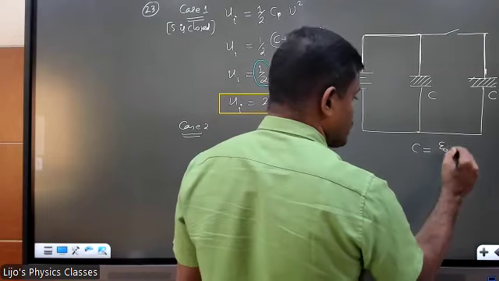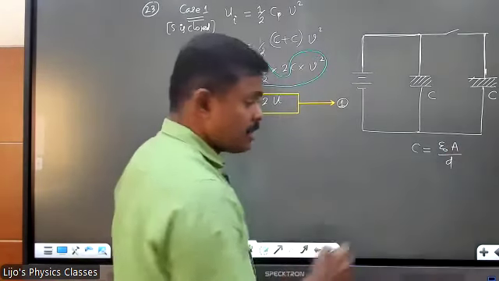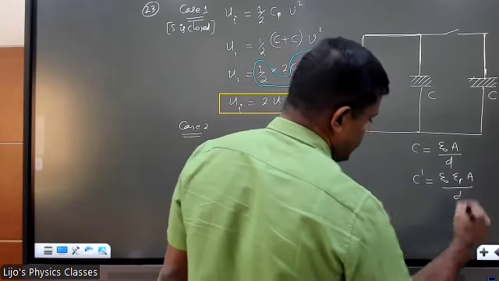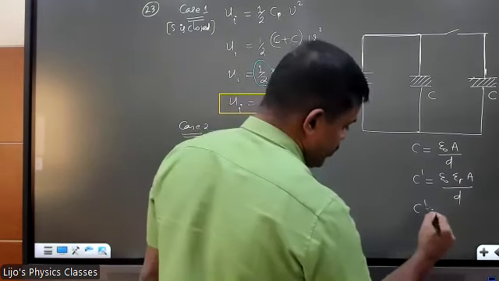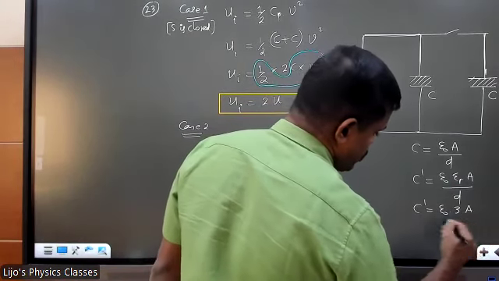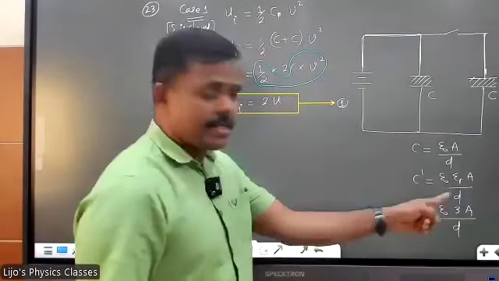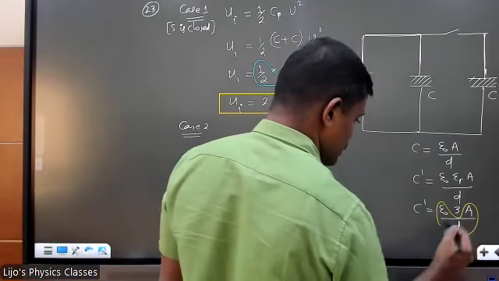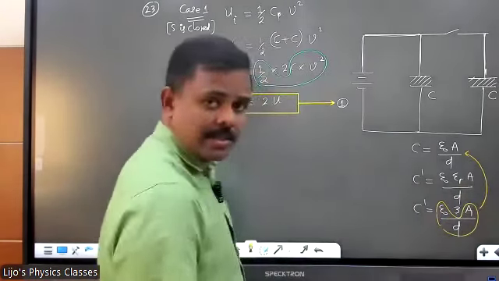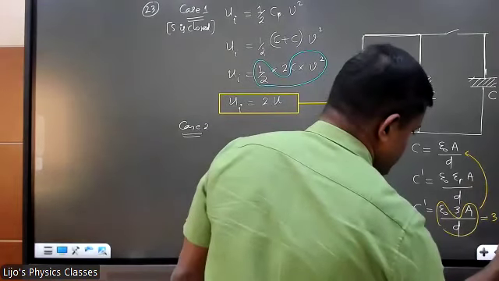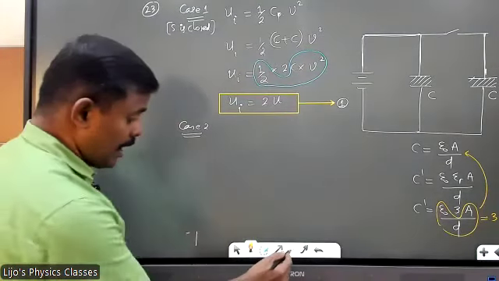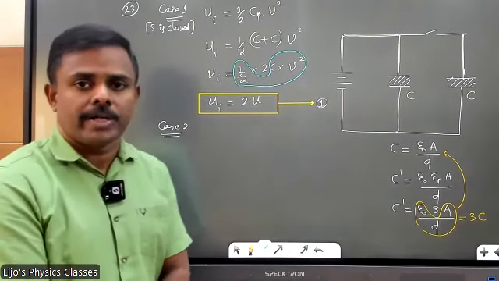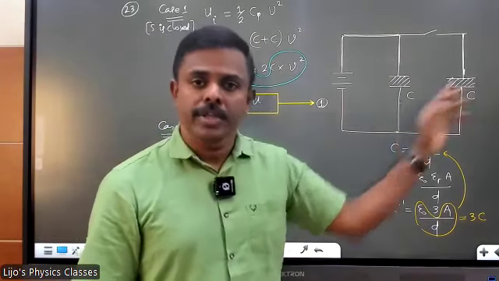So, I can write the capacitance. Capacitance was originally epsilon 0 A by D. So, the new capacitance is epsilon 0 epsilon R A by D. That is C dash equal to epsilon 0 3A by D, because epsilon R is 3. What is epsilon 0 A by D? It is the old capacitance, right? So, my conclusion is that the new capacitance is 3 times the old capacitance. The capacitance values are now 3 times C.